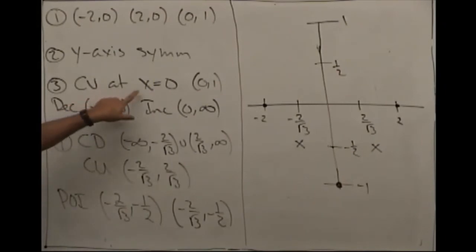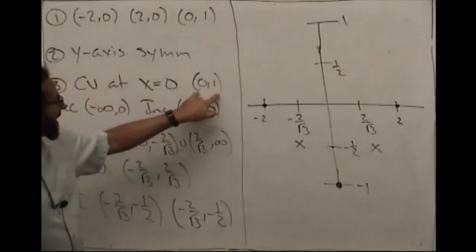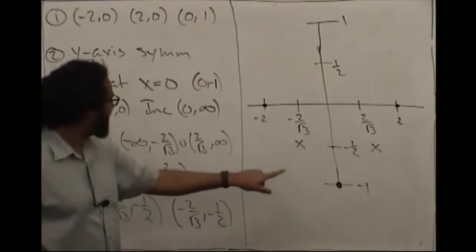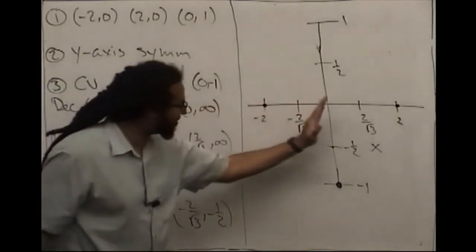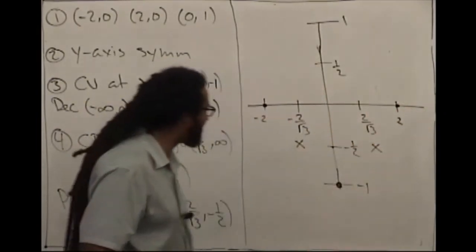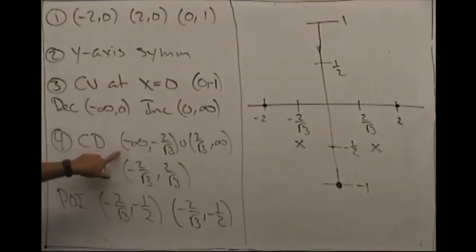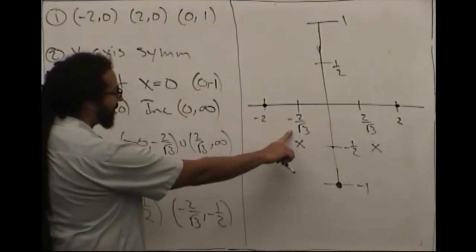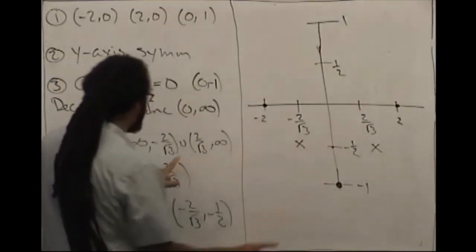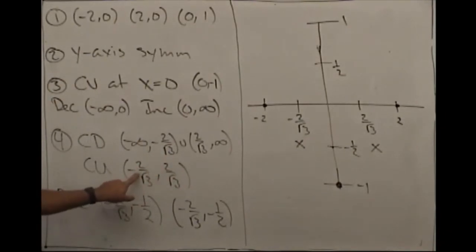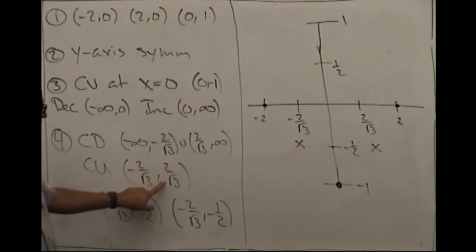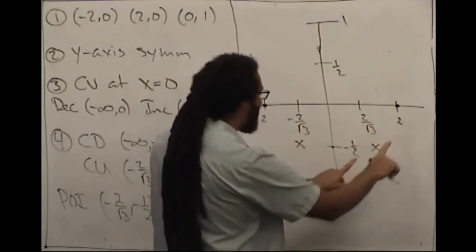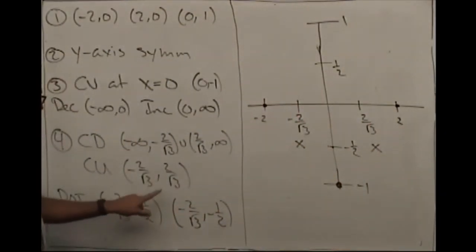And now I know I've got a critical value at x equals 0, and that y value is at 0, negative 1 again. So that's negative 1. And I know I'm decreasing from negative infinity to 0 and then increasing from 0 to infinity. I know I'm concave down from negative infinity until I get to negative 2 over square root 3, and then that switches to concave up from negative 2 over square root 3 to positive 2 over square root 3. So between these two points, it's going to be concave up, and then it switches back to concave down when I get to the right of 2 over square root 3.